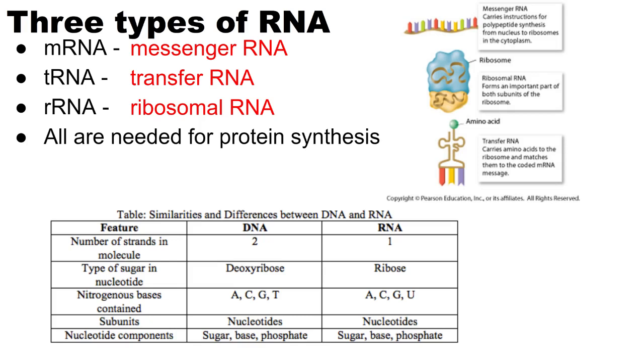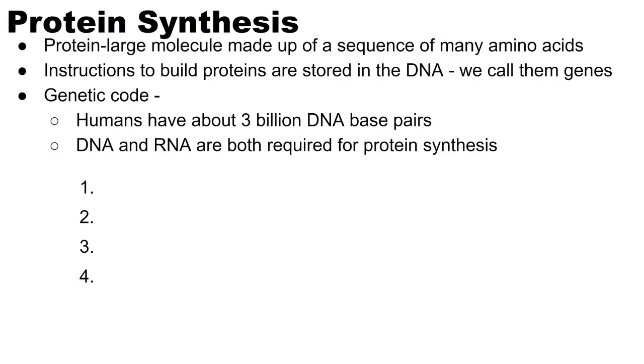So if we think about DNA and RNA, we could compare them. They have some important differences, right? DNA has 2 strands. It's a double helix. RNA has 1 strand. It's just a single spiral, a helix. The sugar in each one is different. In DNA, it's deoxyribose. In RNA, it's ribose. The nitrogen bases are similar, but with a slight difference. DNA has A, C, G, and T. RNA has A, C, G, and U instead of T. They're both made of nucleotides, and they both have basically the same components.